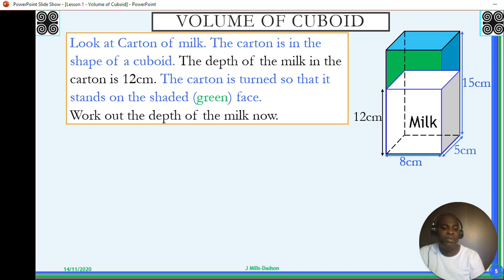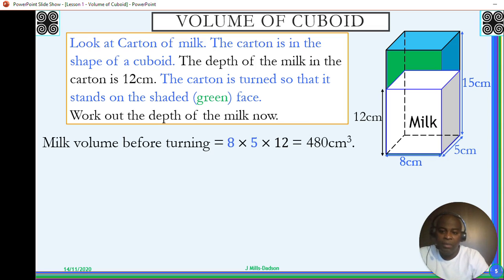So let's figure out how much milk we have inside the carton. So we find the volume. Milk volume is 480 cm cubed. That is before the carton is turned. The volume of the milk is 480 cm cubed. I just multiply length, width times height. I didn't use 15 because 15 is the original height of the carton. I'm only talking about the milk. That's why I replaced that with 12.